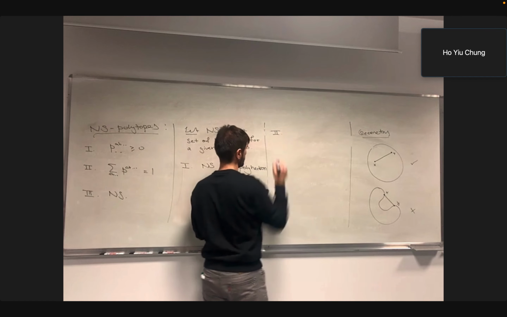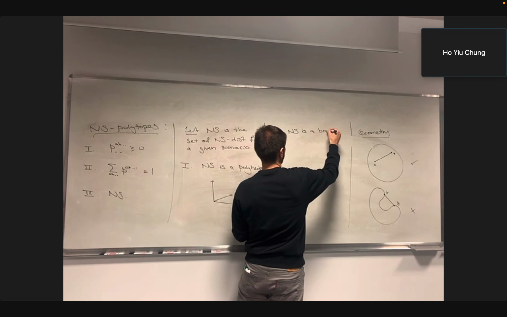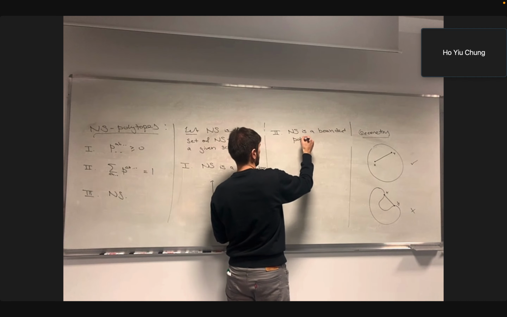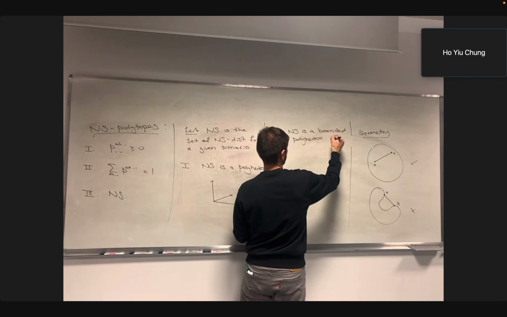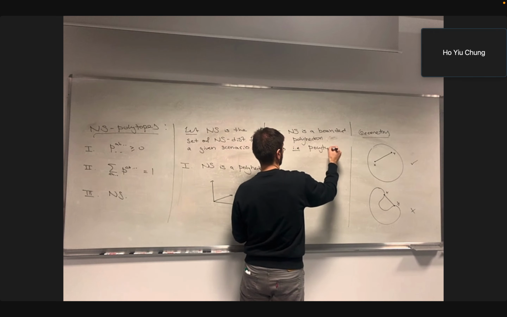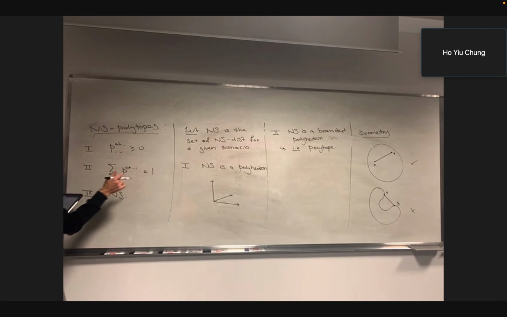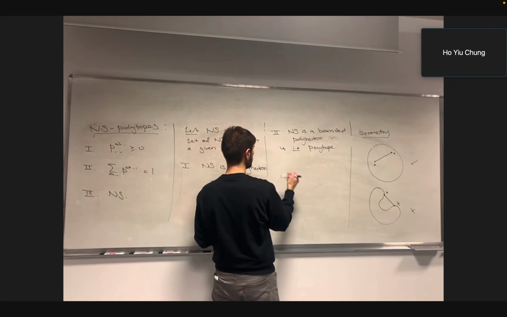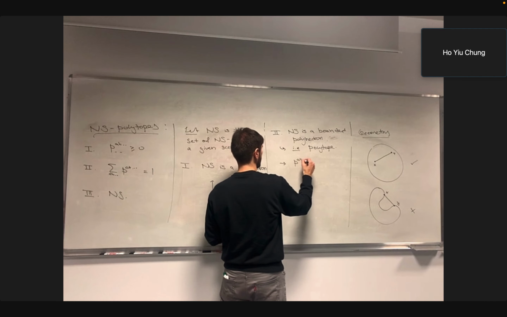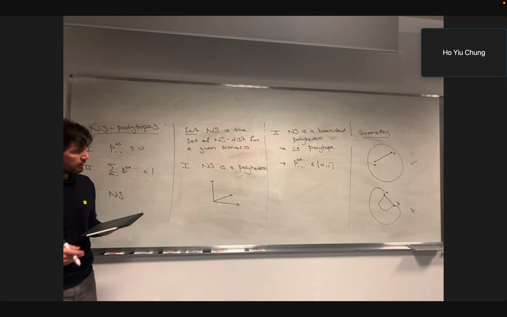From two, you get the following thing, that NS is a bounded polyhedron. And how do you see this? You see this because when I'm looking here, each of these is positive and they add up to 1. That means that for any given distribution, the most that this could ever be is 1. So PAB is bounded, it's a polytope.